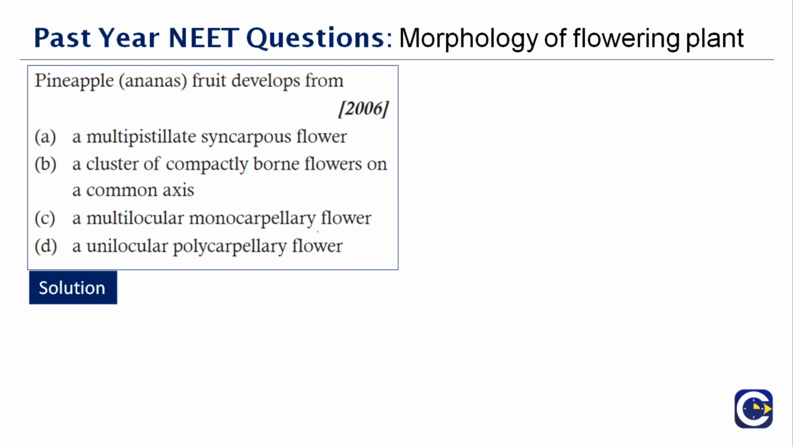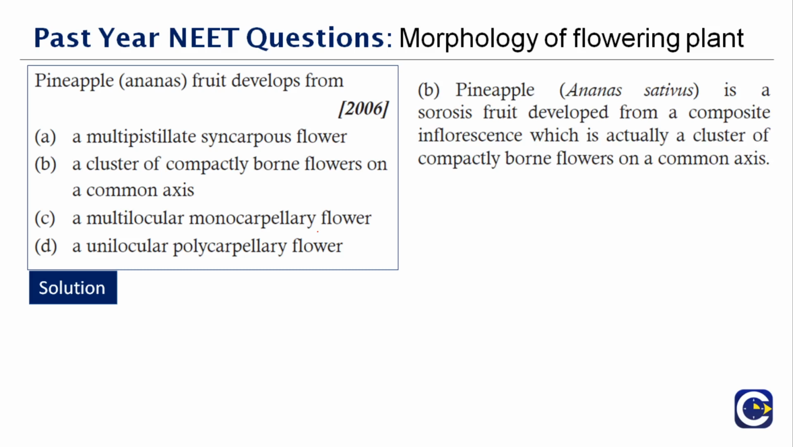So what is this pineapple? If you see, it is a sorosis fruit developed from the composite inflorescence, which is actually a cluster of compactly borne flowers on the common axis. So this pineapple undergoes inflorescence. Okay, therefore the right answer to this question is option B.